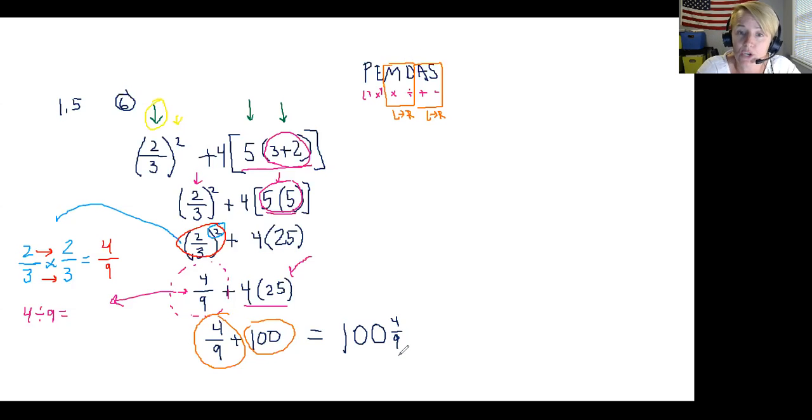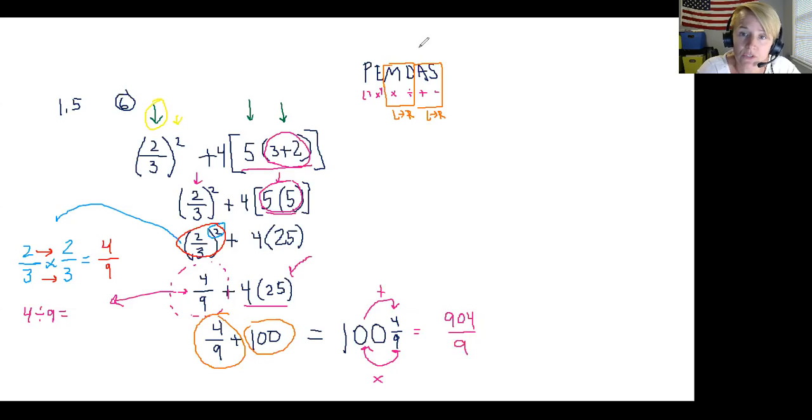And let me show you how you turn a mixed number into an improper fraction. Okay, this is a mixed number into an improper fraction. You take the denominator of your fraction, this is a 9, and you multiply it by the whole number. So I'm doing a multiplication here. So 9 times 100 is 900. And then I add the numerator, and that's a 4. So I would end up with 904 over 9.